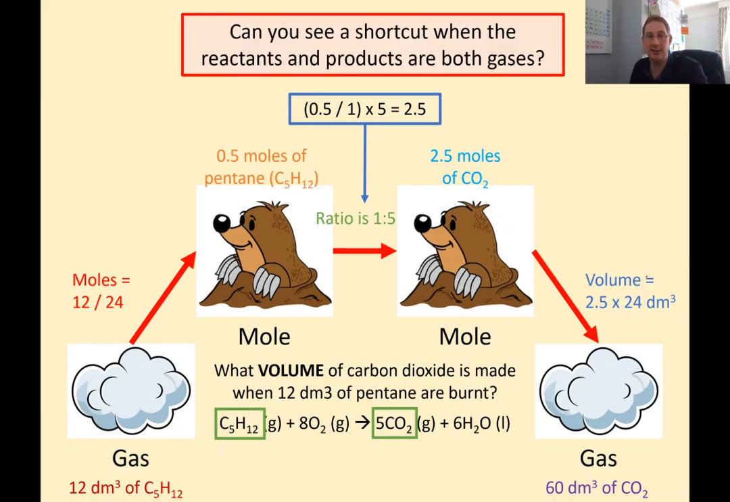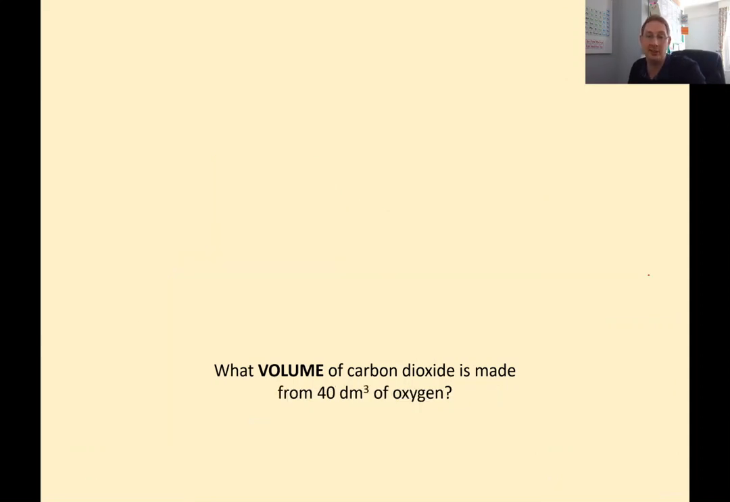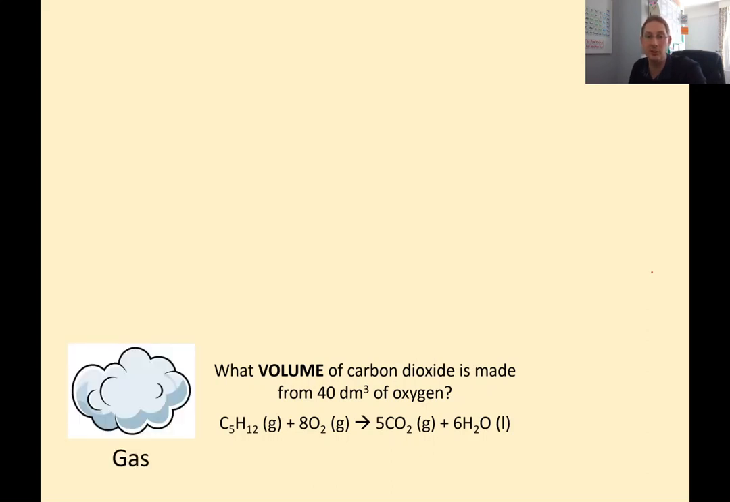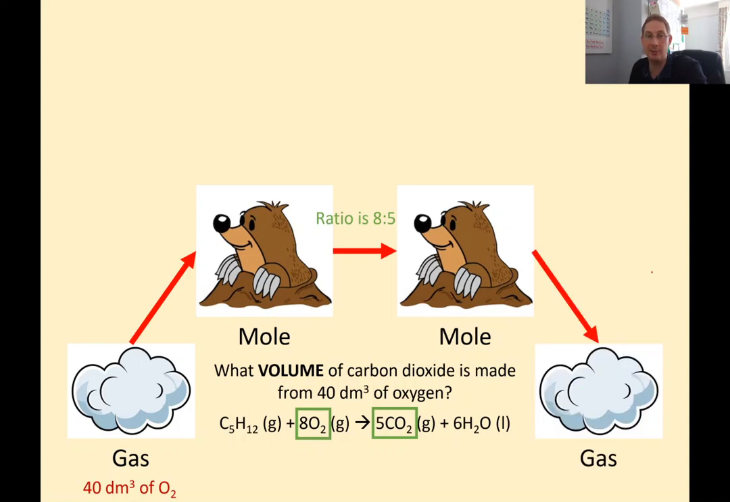But there is a shortcut. Essentially, you can realise that you're dividing by 24 just to multiply by 24. And therefore, the simplest thing to do is just look at the ratio in the equation. So here, what volume of carbon dioxide is made from 40 decimeters cubed of oxygen? Well, we have 40 decimeters cubed of oxygen. The ratio of the coefficients is 8:5, so the volumes will be in the ratio 8:5. So 40 divided by 8 times 5 gives us 25 decimeters cubed of CO2. And you've got to be able to do that fairly rapidly.